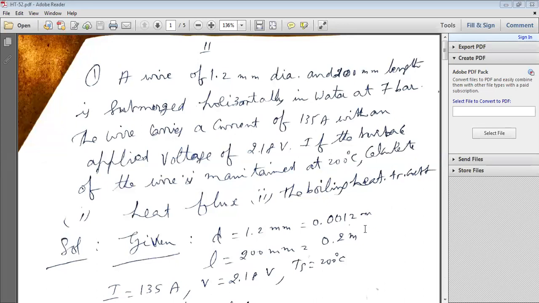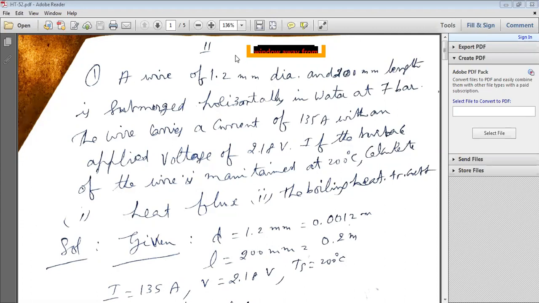Okay. In the last classes, we discussed what is boiling, what are the boiling regimes, what are the boiling types: pool boiling, forced convection boiling, subcooled boiling, and super saturated boiling. After that, we discussed boiling regimes like free convection boiling, second one nucleate boiling, and third one film boiling.